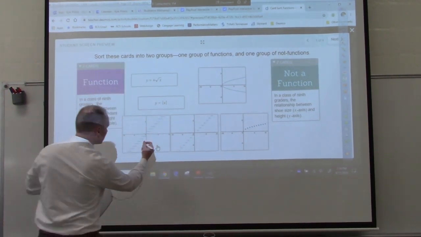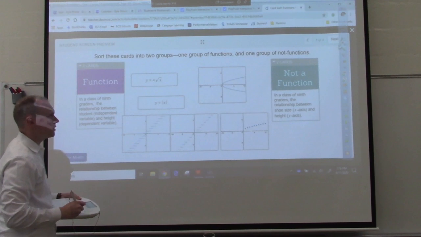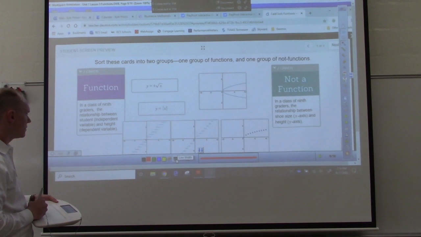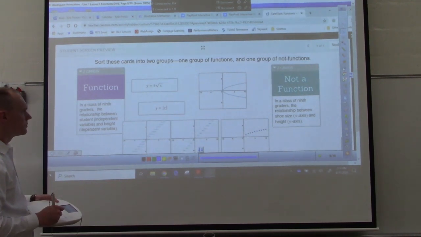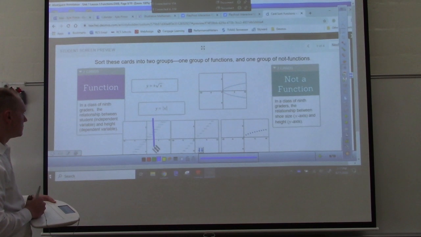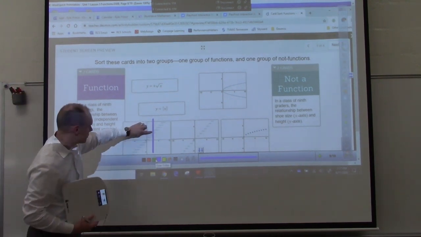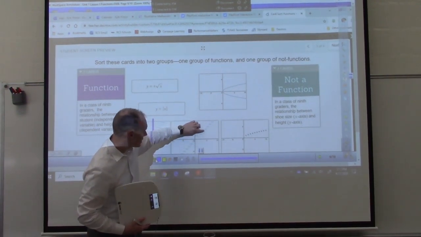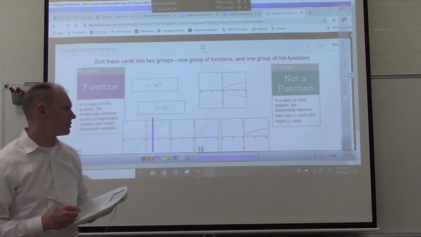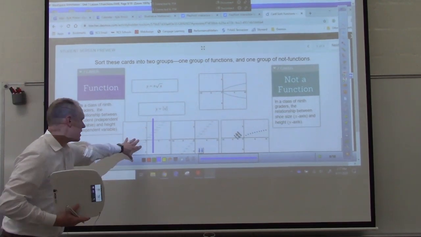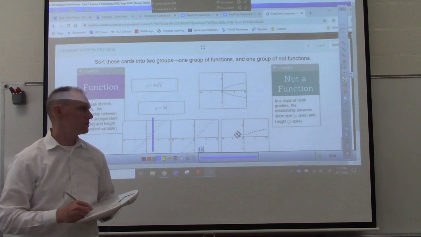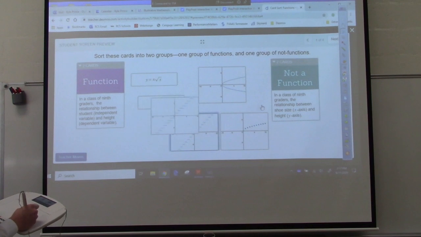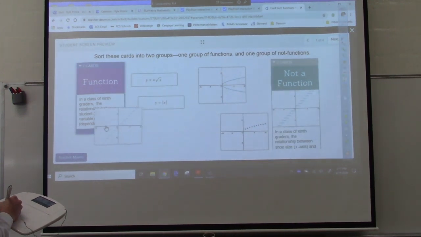Do you see how these lines overlap? If I draw that vertical line down, it's going to hit both of these lines. Whereas this one, they're all separated, kind of like the step functions we did a couple sessions ago. And so this one's not a function, but this one is.